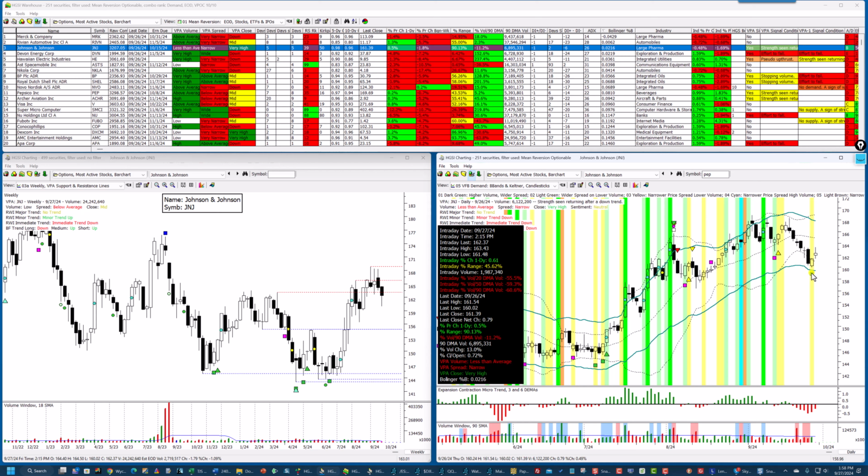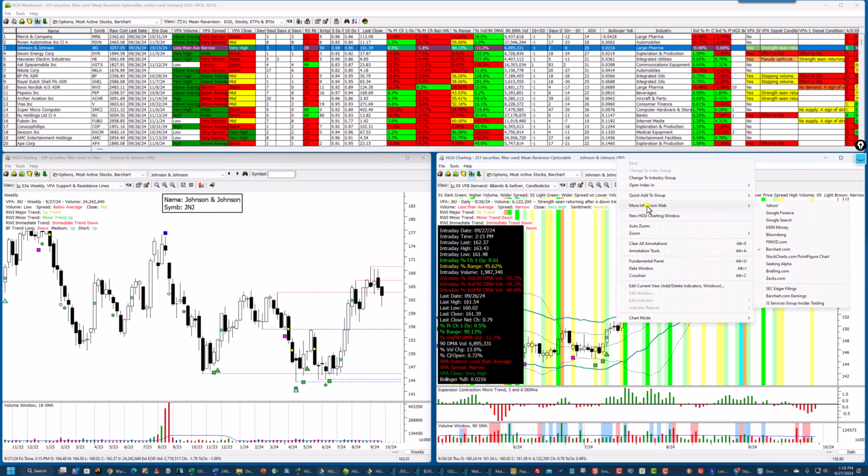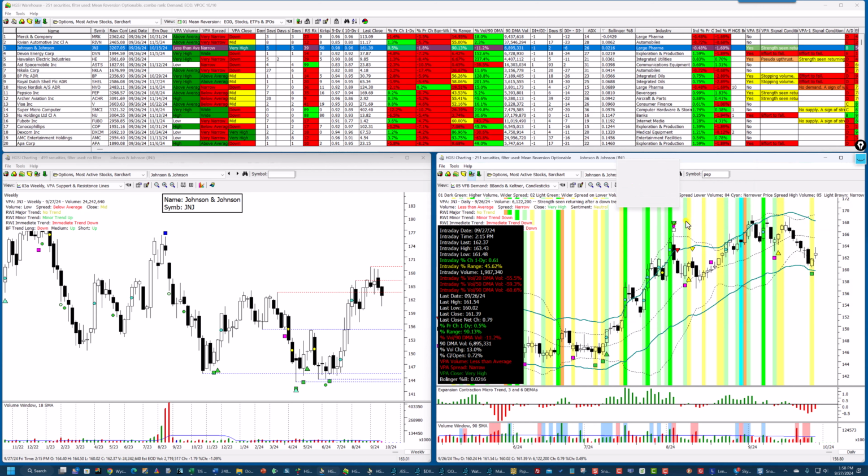We got a signal yesterday, strength seen returning after a downtrend, less than average volume, narrow. The close was very high. That's why this yellow bar was generated. It's trying to follow through today. This one's going to go into my potential mean reversion trades.